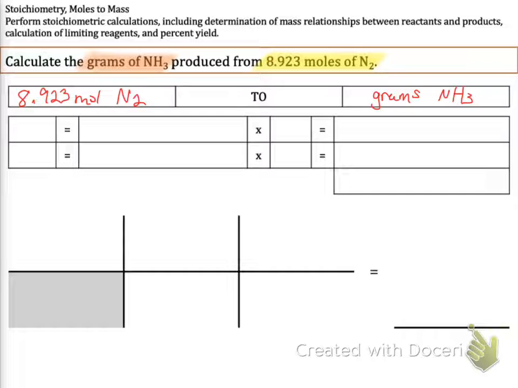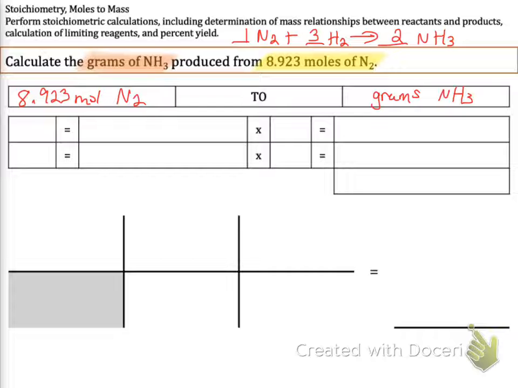Just to refresh our balanced equation, it was N2 plus H2 yields NH3. And we had a 1, a 3, and a 2 for our coefficients.